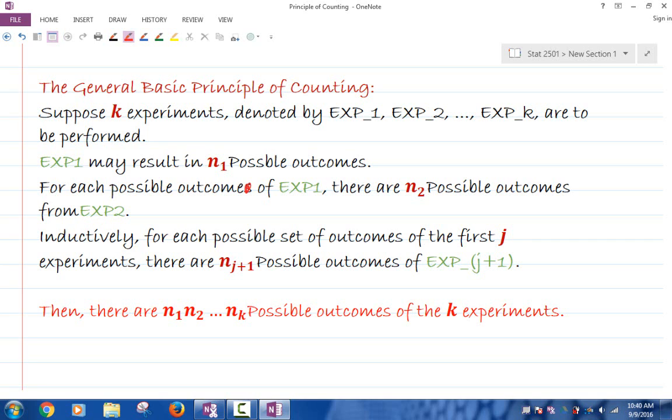Go ahead and write it down and let me know if you're done. So this is just having more than 2 experiments. Now, by the way, these counting problems that we are doing now will be very, very important later on when we try to answer probability questions.